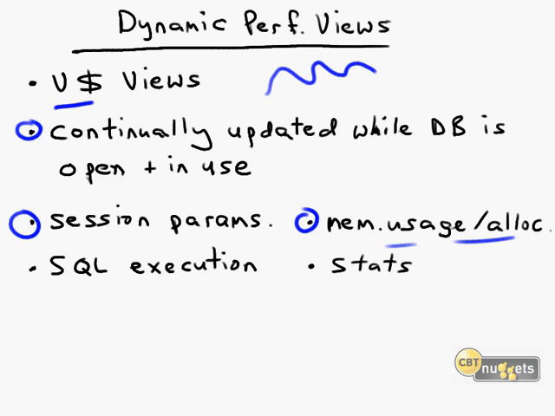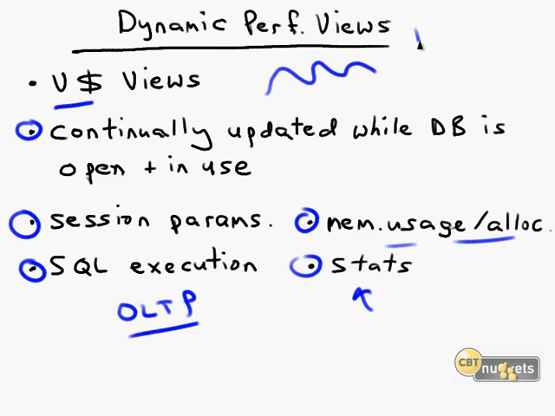You can run the view twice right in a row and you'll probably get different results each time. SQL execution, especially in a heavily transaction-oriented OLTP system, you're going to have lots of rich volatile data there, and just general purpose statistics.